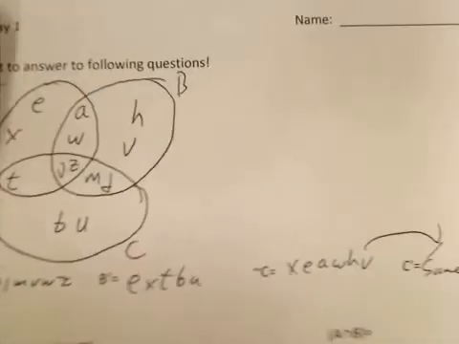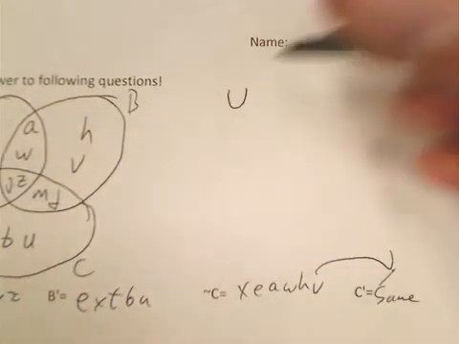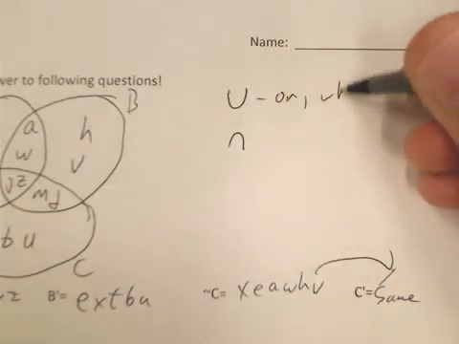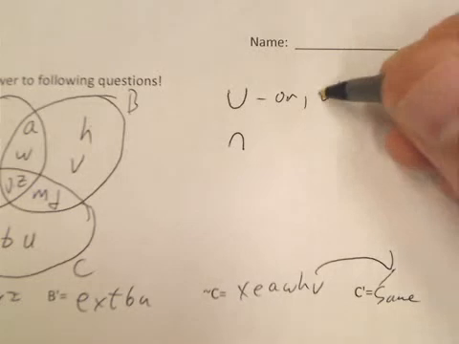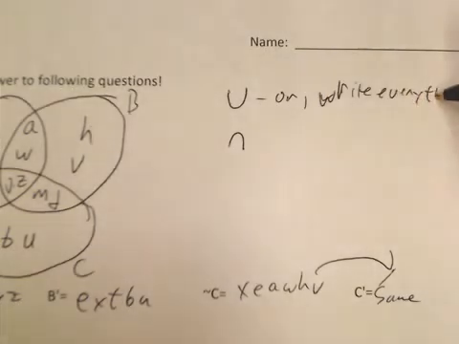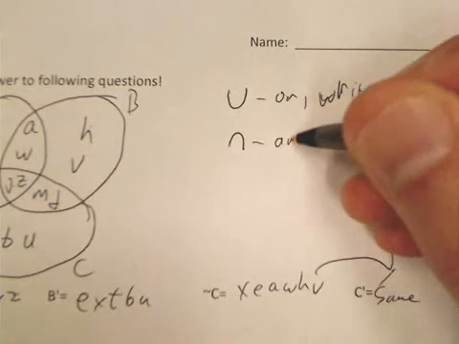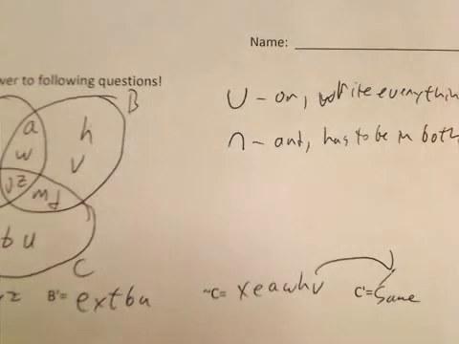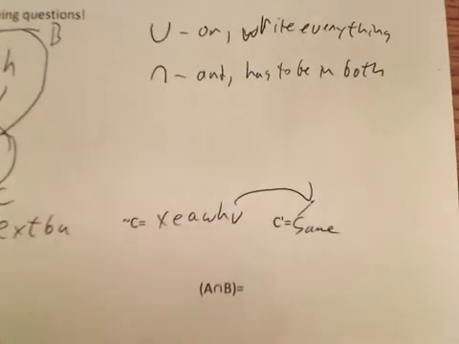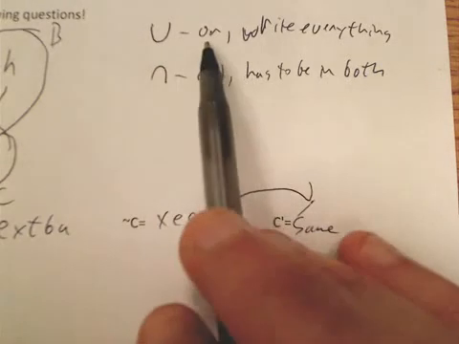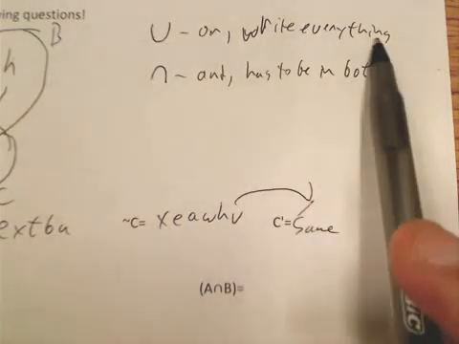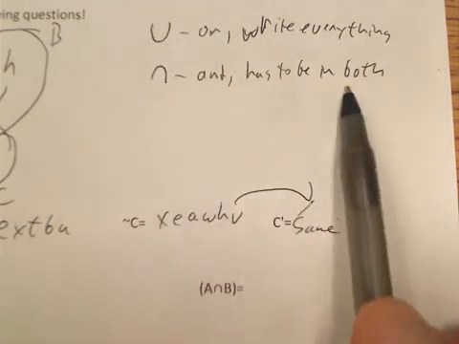Okay, we have a couple of operations here. Let me do a couple notes up here real quick. This symbol means or, and your instructions are to write everything. The word we use is or, and some word problems will mean that. It means include everything, everything in both. And this other symbol means and, that it has to be in both.